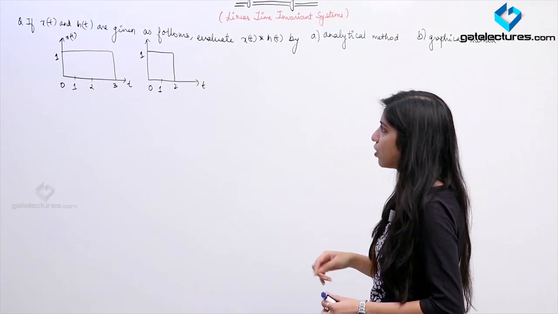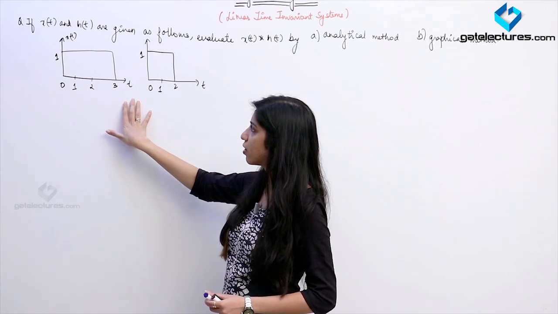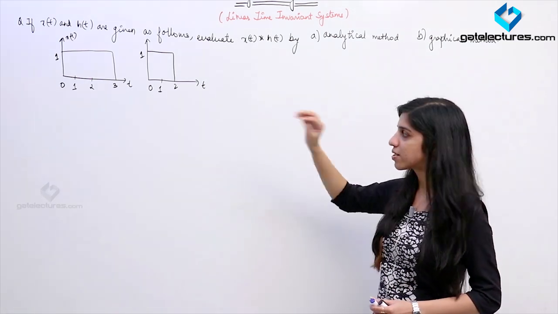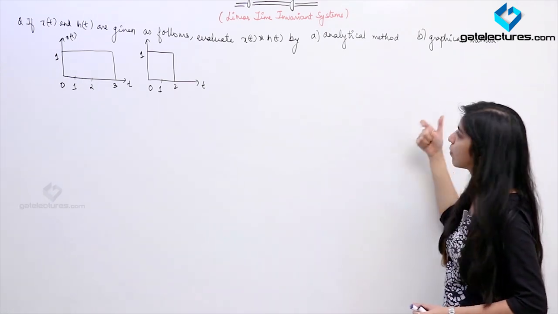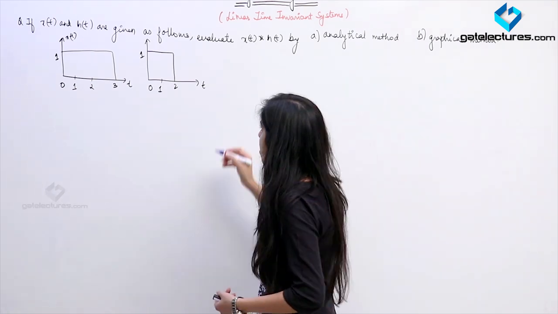So now we look at convolution of two pulses. See, these are two pulses. Now we are looking at the convolution. Firstly, we are going to look at the convolution by analytical method, which is by finding the convolution integral. And secondly, we are going to look at them by graphical method. What is graphical method? We'll see.